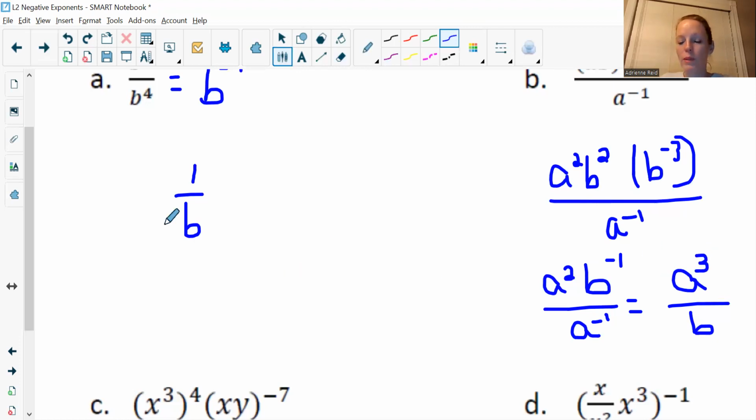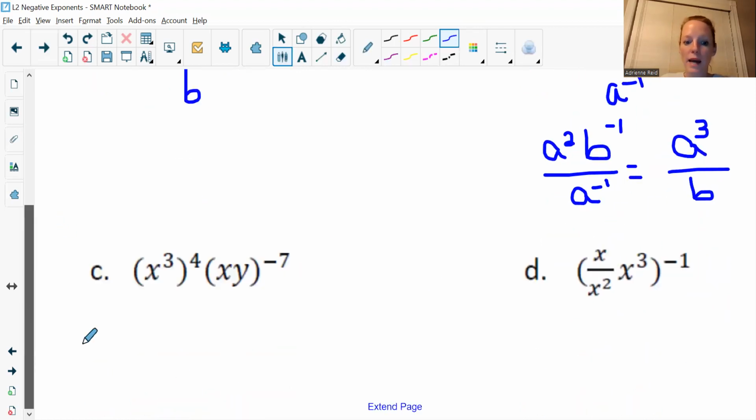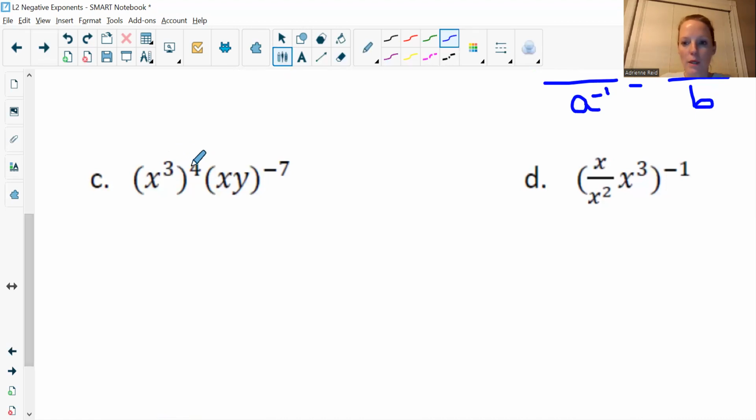So these are getting a little bit more complicated, but just think about one rule at a time, and that's going to help us get through this. Okay, so how to power, and then I also have to distribute that. So I've got to put those together, and then I got to distribute these in. Okay, so 3 times 4 is 12. And then I have x -7, y -7.